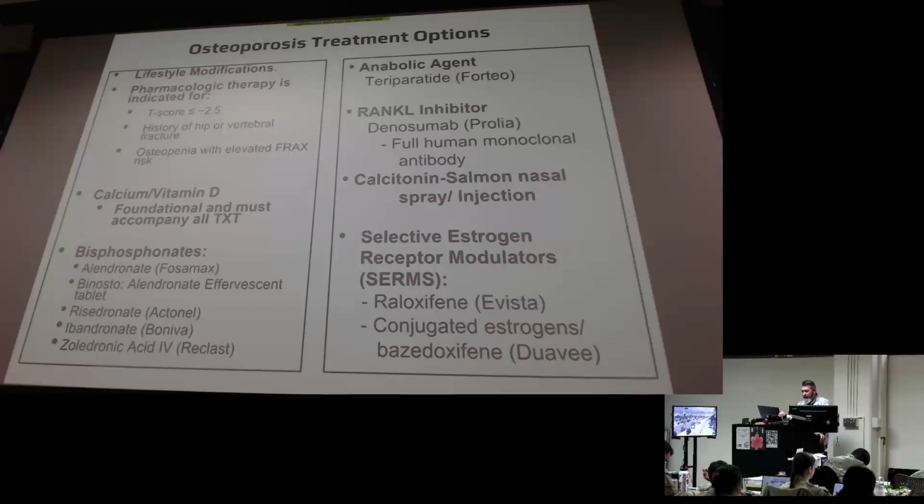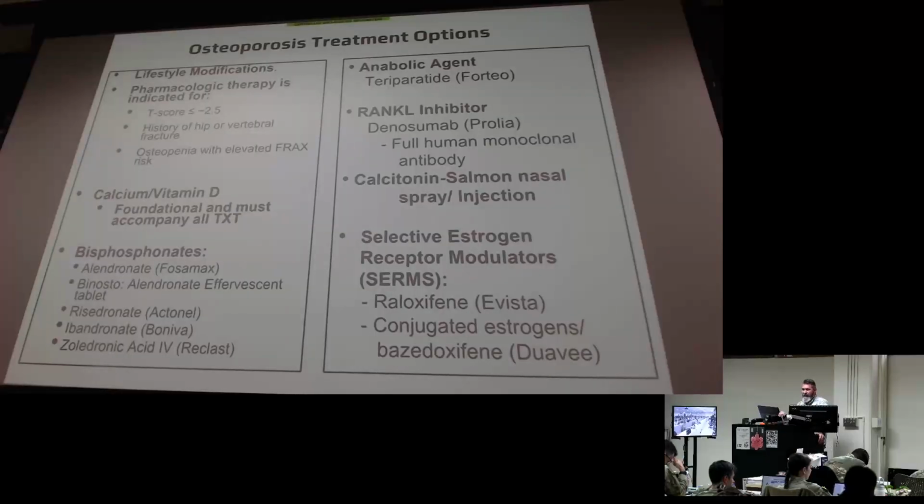Easy to pick them out of a lineup because most of them end up with the suffix, right? The -dronates. The bisphosphonates all kind of end in the same suffix. Only one of them does not, and that's the IV option there on the bottom, which we'll talk about, the Reclast or the zoledronic acid. But most of the bisphosphonates end in that easy-to-identify suffix, the -dronates.